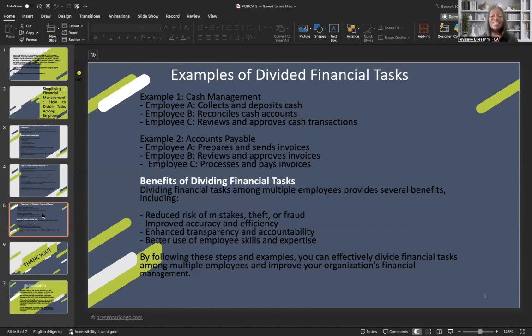You must not have one person collecting and depositing cash, reconciling the accounts, and reviewing and approving cash transactions. This is dangerous. Even if the person does not have any ulterior motive, the person can make mistakes and they can be costly, right? Let's look at another example.